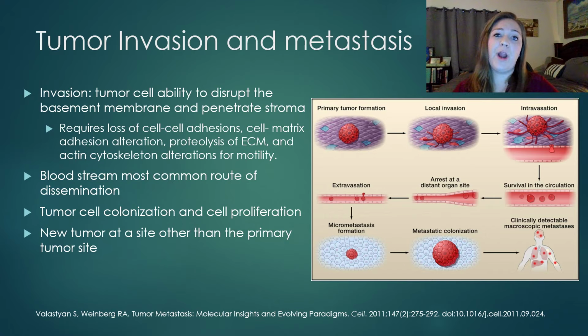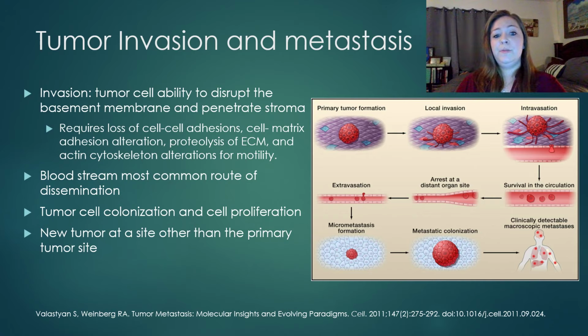The most common route for this is through the bloodstream. While there are other ways, the bloodstream is the most common, an efficient way for malignant cells to travel throughout the body.